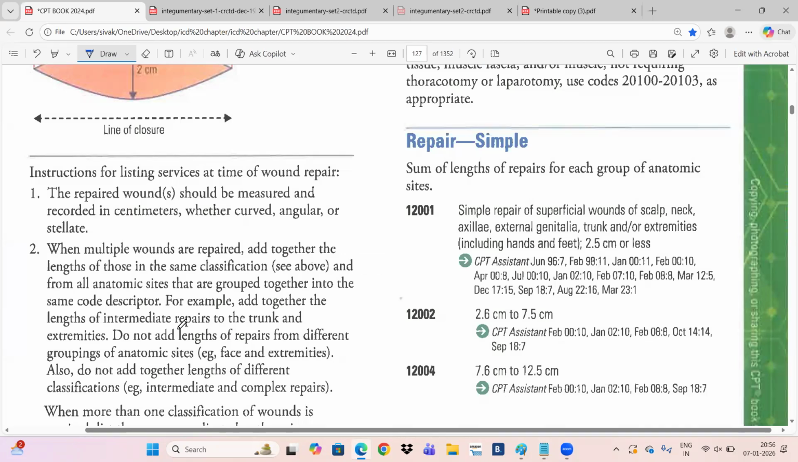And we have to know the undermining also, right? Undermining means how much depth they are going. They will document what depth they did. Definitely they will mention what depth of the wound was closed. If they have not mentioned it, you need to go with superficial skin level by default.